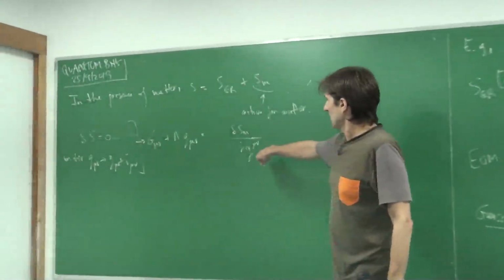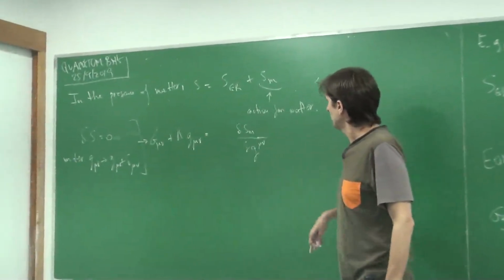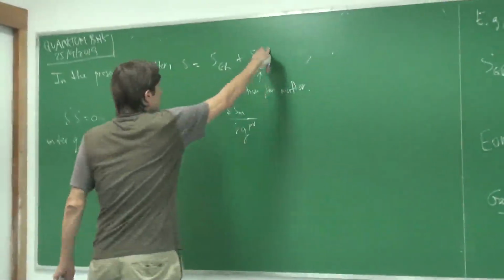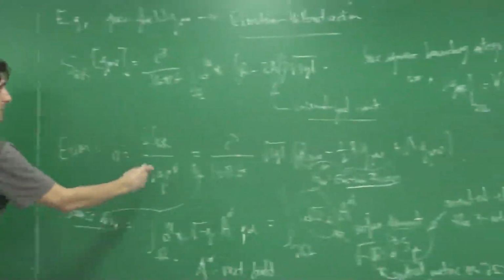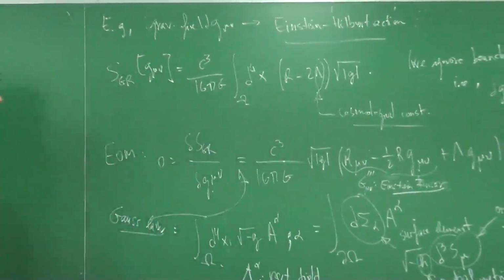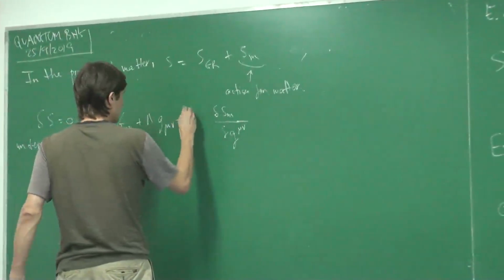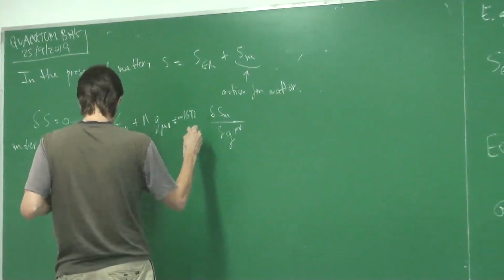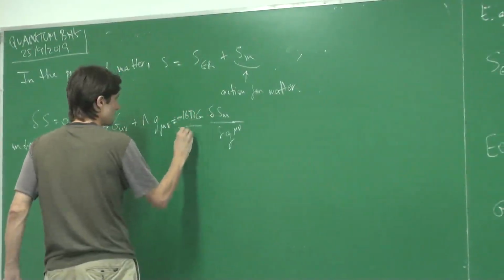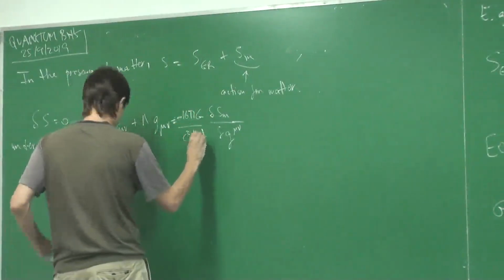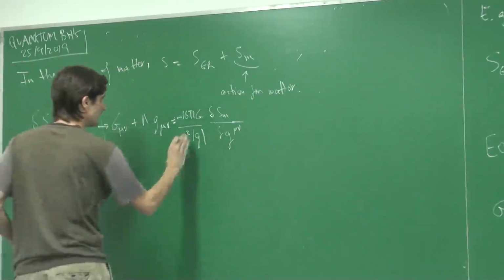If you vary g mu nu, the variation of this has to be equal to 0, so it's going to be minus the inverse of this factor here. So that's minus 16 pi G over c cubed, square root of minus g.